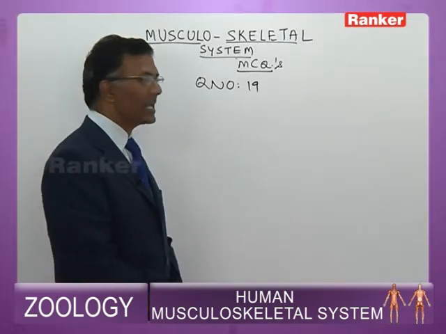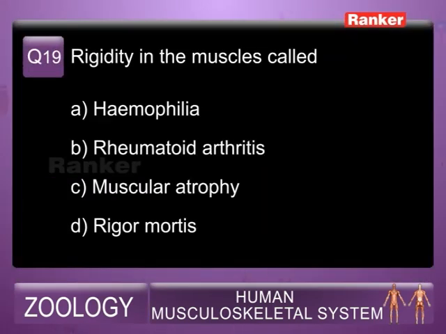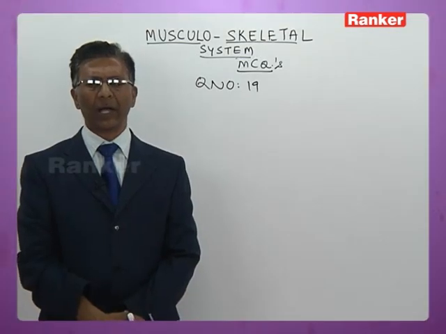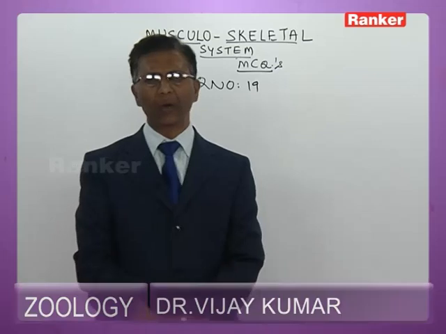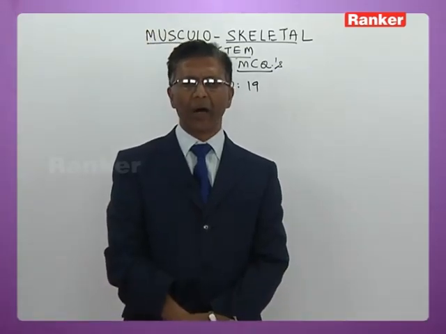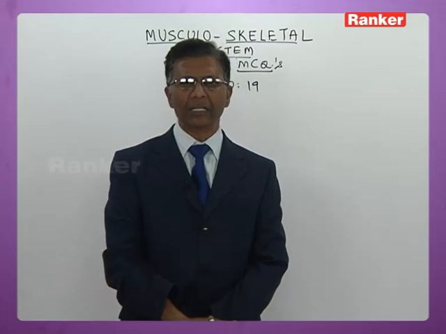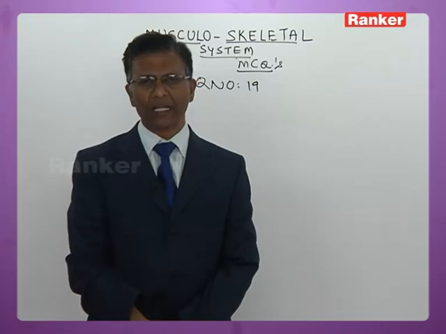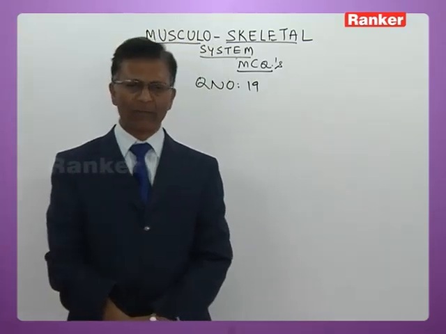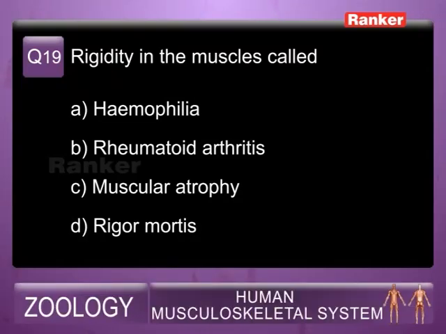Next is 19th question. I shall read the question for you. Rigidity in the muscle is called A. hemophilia, B. rheumatoid arthritis, C. muscular atrophy, D. rigor mortis. Dear students, you have learnt already this concept. Rigor mortis is a condition where all the body muscles become rigid because of interlinking of cross bridges with actin filaments and due to deposition of excess amount of lactic acid. The rigidity of the muscle soon after death of a person is called rigor mortis. So the answer is D.